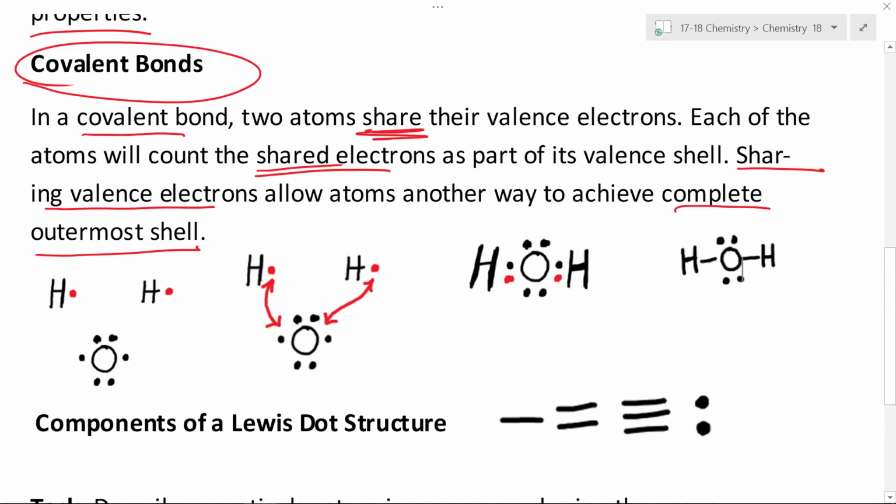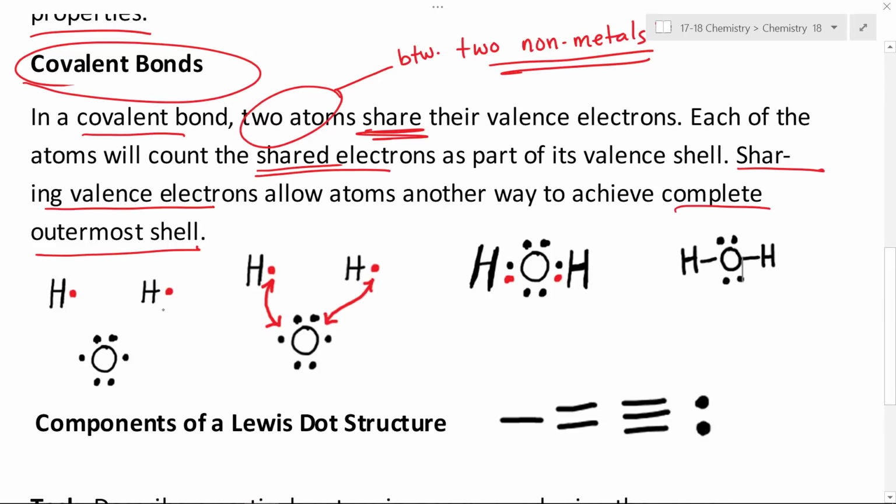Before we look at an example, we need to realize that this type of bonding only happens between what? This only happens between two nonmetals. This always happens between two nonmetals. So let's look at an example. In this case, we have a reaction between oxygen and hydrogen.